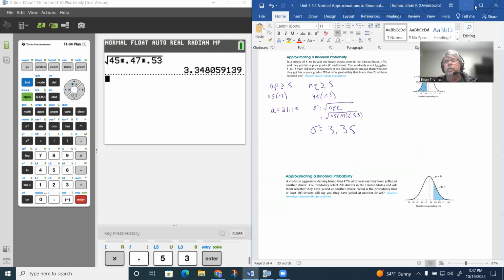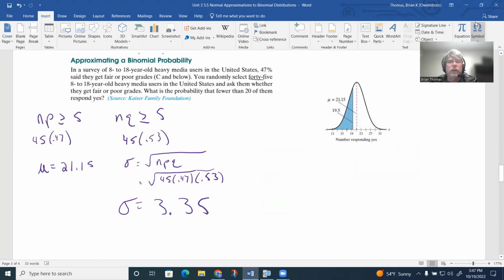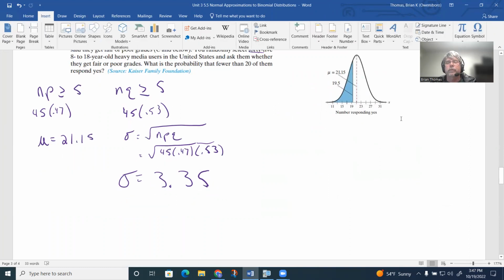So let's pull this back up for a second. We're still going to need our calculator. Now we need to pick up on our graph here. It says fewer than 20. Remember, if I draw my number line, here's 20, but fewer than 20 means left of 20. And we don't include the 20 either.